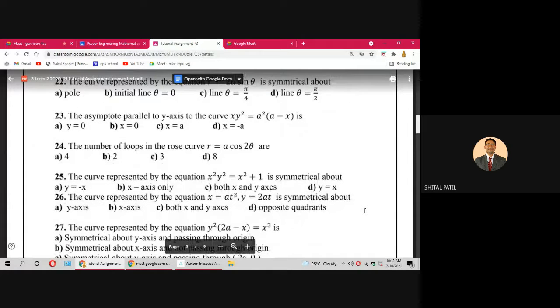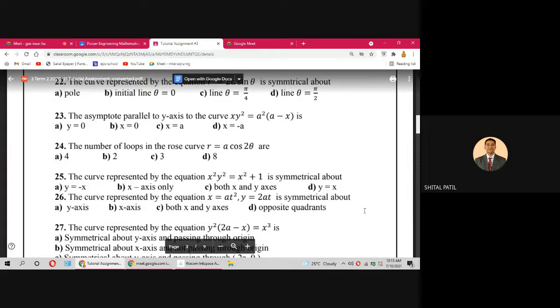Just 1 minute. Next is curve represented by symmetric about. You solve it. Question number 25. Powers of x as well as y, both of them are even. Therefore, curve is symmetric about both x and y axis. 25. Symmetry about both x and y axis.